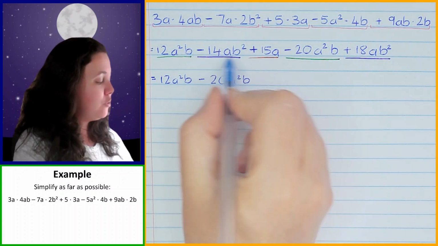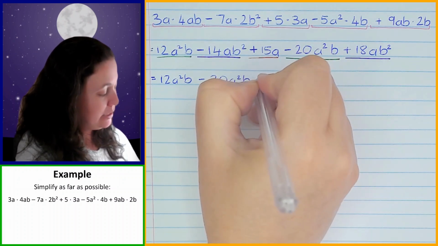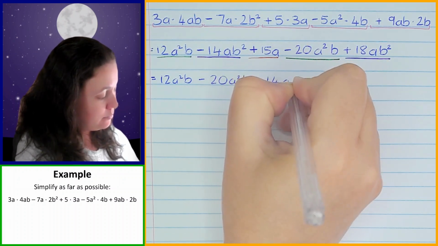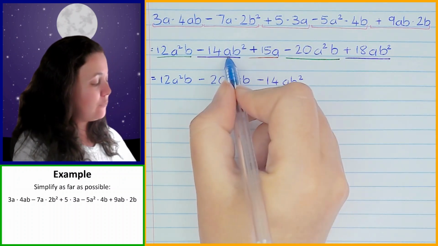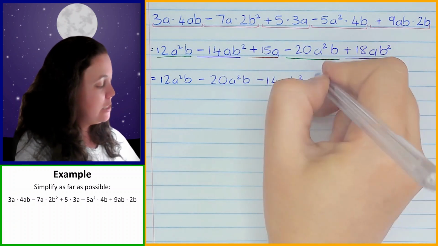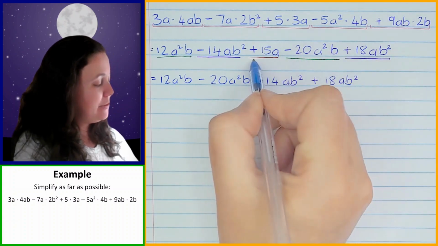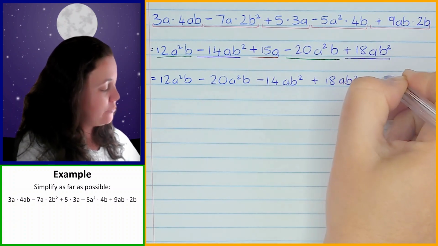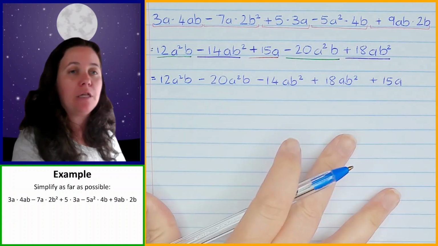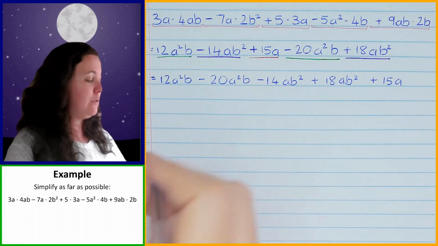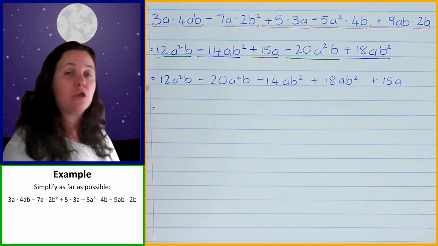Okay, then I've got my minus 14ab squared. And I've got a like term for that, which is this one over here. So that's plus 18ab squared. And then this plus 15a is just going to go on the end over here on its own because there's nothing that goes with it. Now we're going to go and simplify our like terms. We're going to combine them.